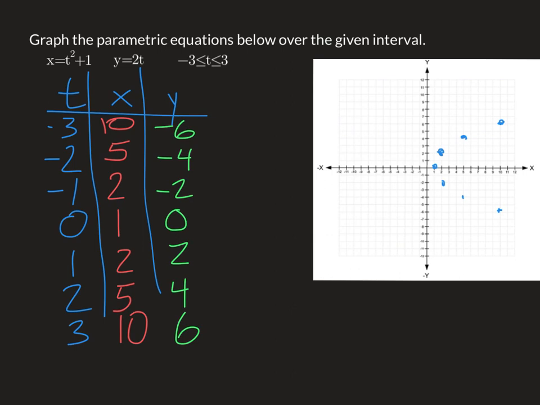And what this appears to be is a parabola that's opening to the right. And noting that we have to start and end where t was 3, we cannot go any further to the right than where we were at for 10 comma 6 and 10 comma -6. So the parabola starts and ends at that spot. So that's a brief example of parametric equations. For now, we are done.